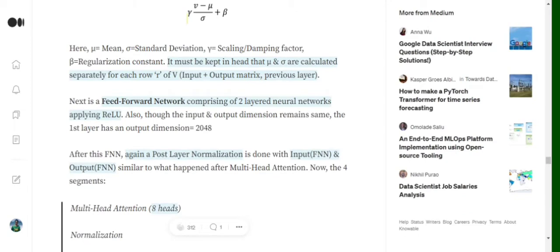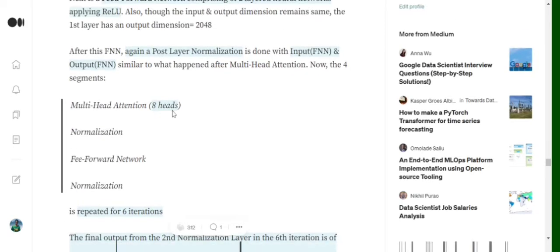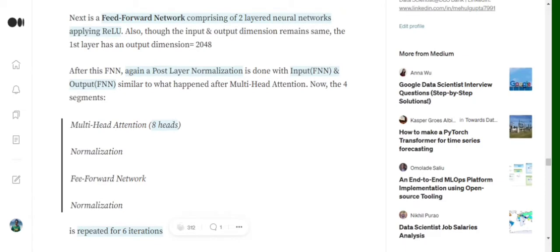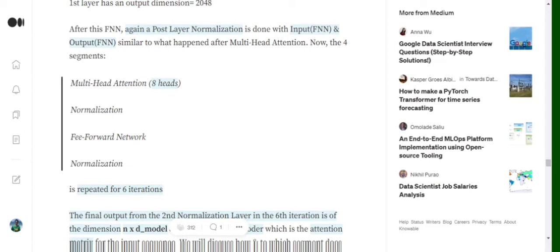Now the next part in the block that we saw of four layers, multi-head attention, then add and norm, was the feed forward network. A feed forward network (FFN) is a pretty straightforward shallow neural network which comprises two layers and applies a ReLU activation function. Again, after this feed forward network, we have an add norm layer, which does the same thing as earlier. I told you that these four layers are repeated n number of times: multi-head attention with 8 heads, normalization, feed forward network, and normalization.